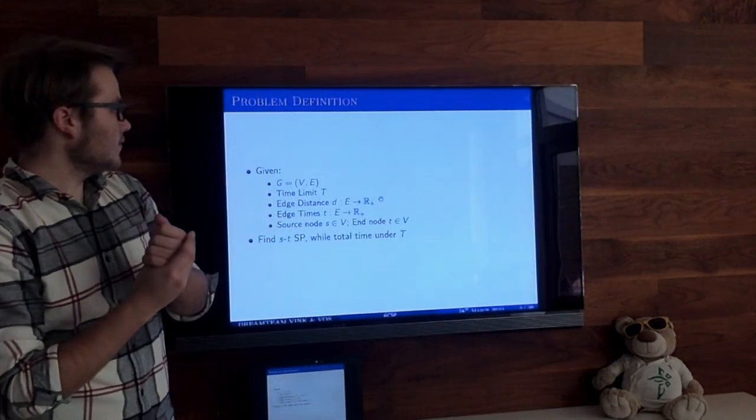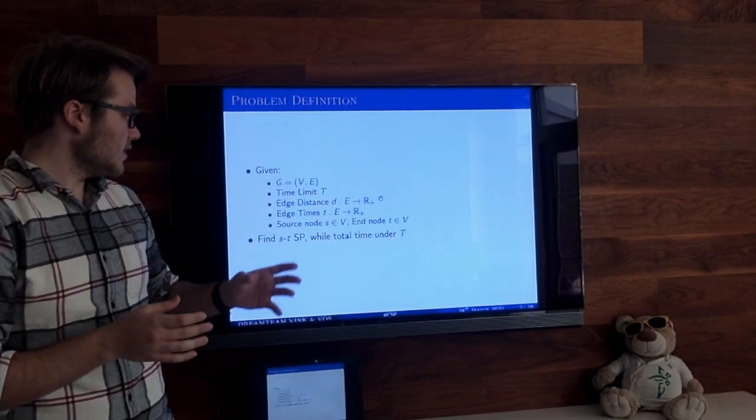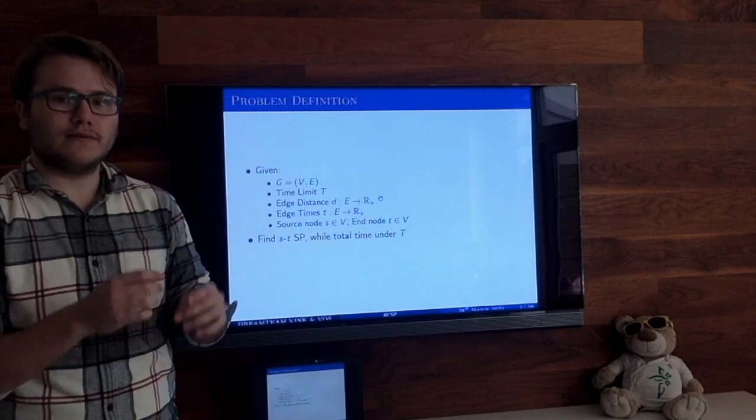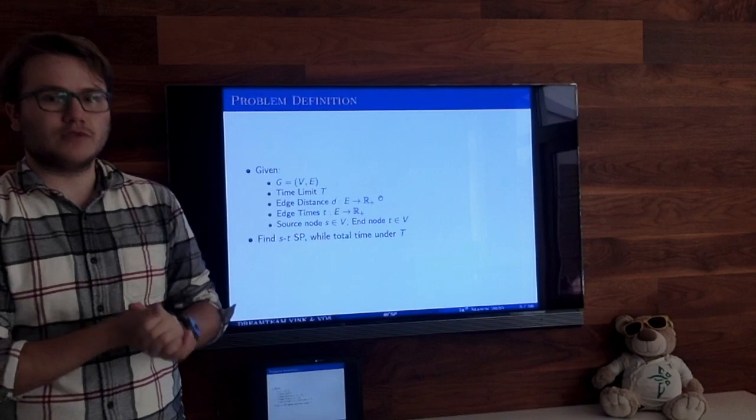Right, so we are given a graph with edges and vertices. And within this graph, we need to try to find the shortest path from S to T, while the amount of time is under the time constraint.